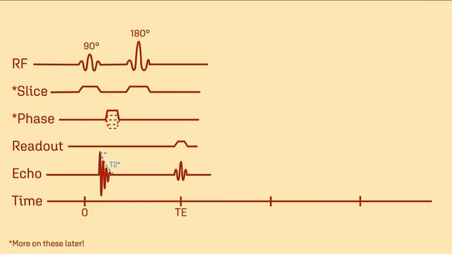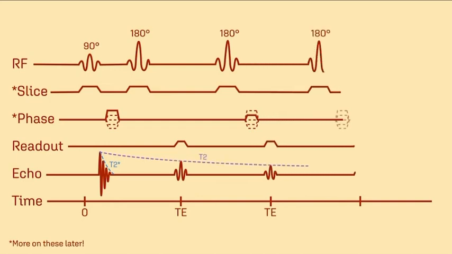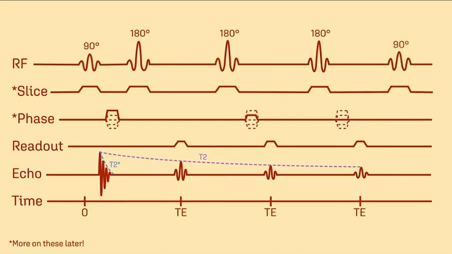We can apply multiple refocusing pulses in an attempt to capture as many echoes as possible. The echoes become successively weaker until the signal dies out completely and the sequence must be restarted. The time between repetition of sequences is called the TR, or time to repetition.